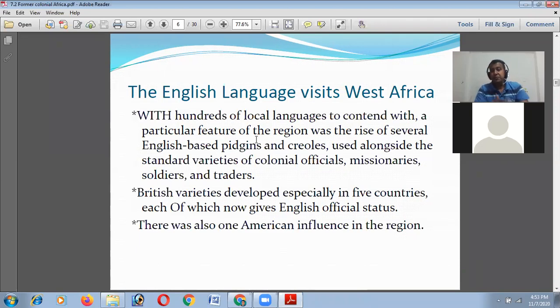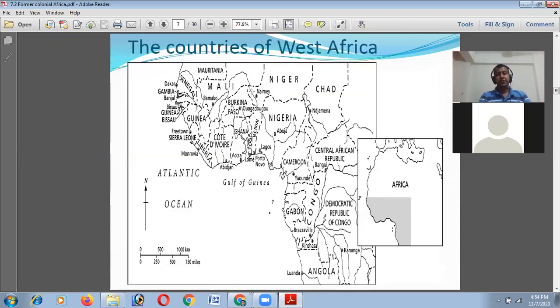British varieties developed especially in five countries, each of which now gives English official status. We have also learned that 32 countries signed the Organization of African Unity. Among these, five countries use English as their official language. There was also an American influence in this region as well. So you see, in these countries people use the English language: Angola, Democratic Republic of Congo, Nigeria, Chad. So these are the countries.